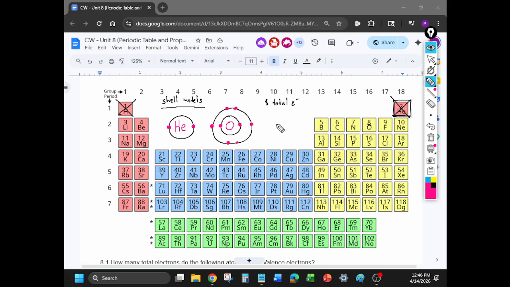Okay, so if you have multiple shells, just start with the inside one first. Just count how many boxes there are in that inside shell. Fill that one in, and then you just move out from there.